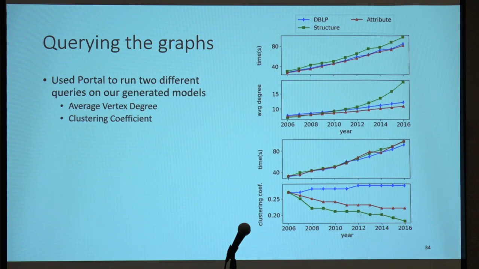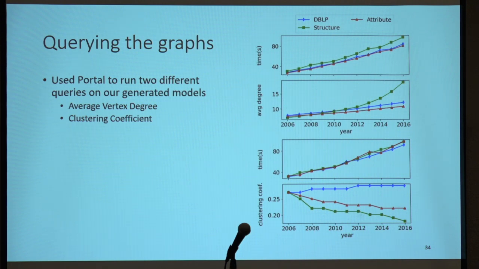After that, we decided to use the generated graphs in our system to test a few queries, to get some more insight about the graph we generated, and to make sure that the graph we generate is valid and correct. We wanted to make sure we haven't generated some garbage. So we ran two queries. The first one is average degree, and the second one is clustering coefficient.